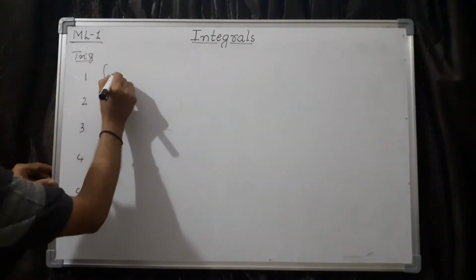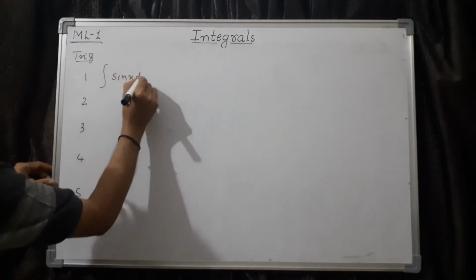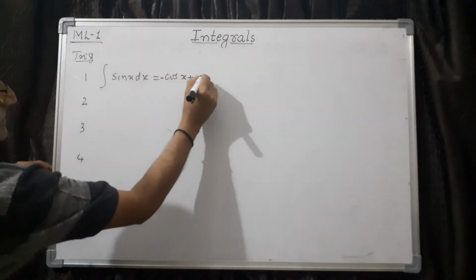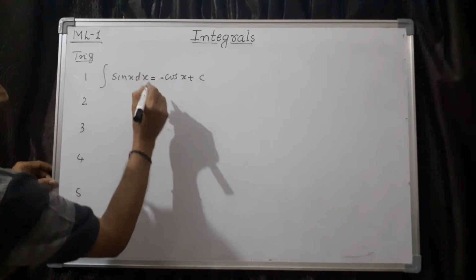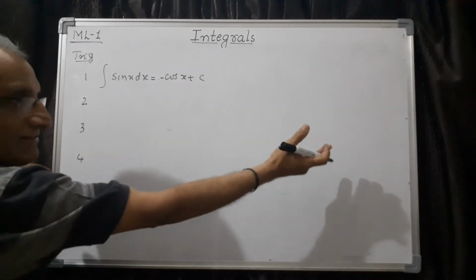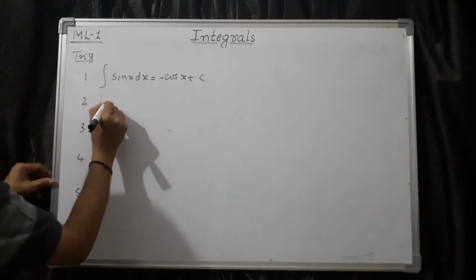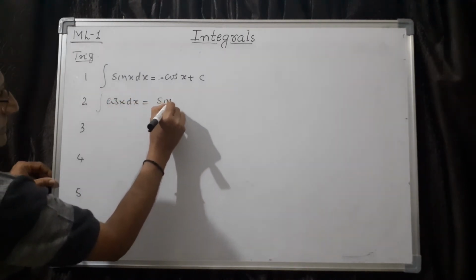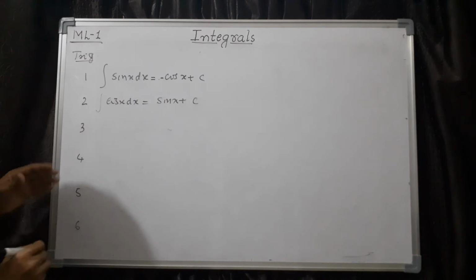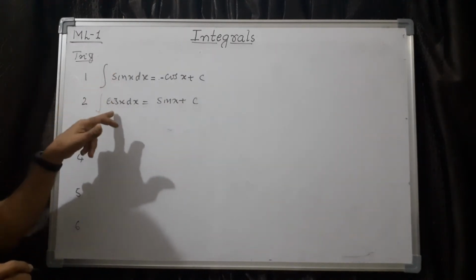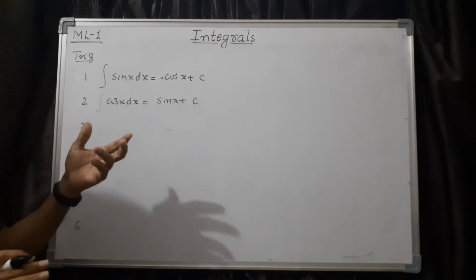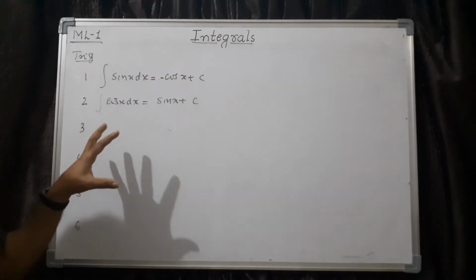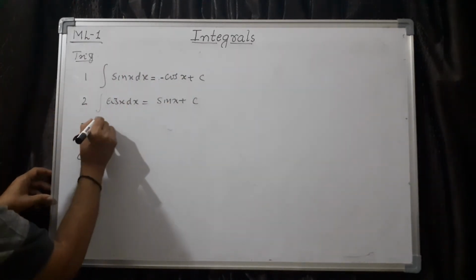Say for example, the first one is integration of sin x dx. This is minus cos x plus c, of course with a minus sign. I will explain why it is so, because we can verify this in the reverse order. The second one is cos x dx. This is sin x plus c. Now you may think that like this I can write sin x, cos x, tan x. No, because we don't know the function whose differentiation gives you tan x. So that is not possible.